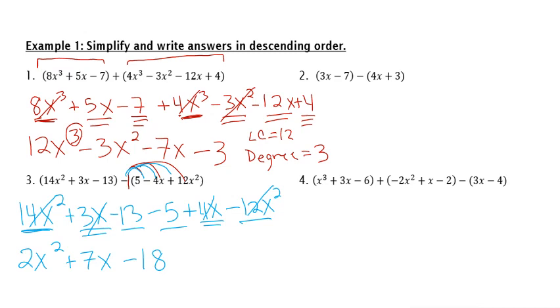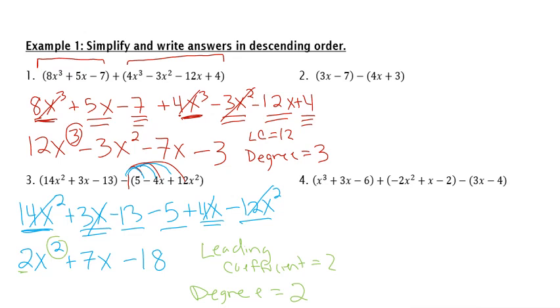If the question asked what was the leading coefficient, our leading coefficient would be 2. That's the number in front. And then if it asks for the degree of the polynomial, that's the largest exponent we see, and the degree would be 2.